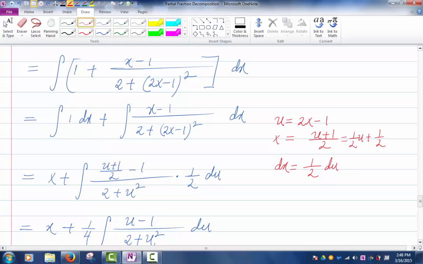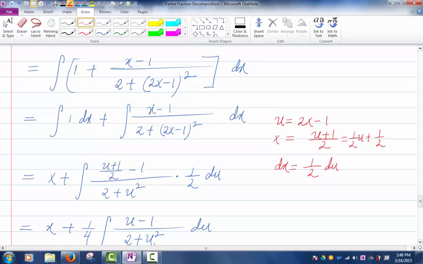Now plug them in. You're going to get the numerator, x, which would be (u plus 1) over 2, minus 1, and then 2 plus u squared in the denominator. dx is half du. You have to simplify this integrand.